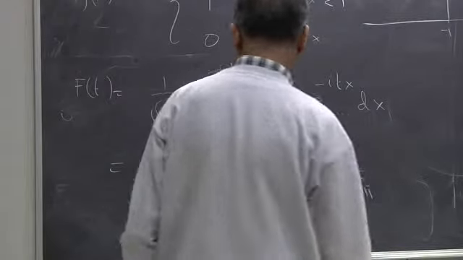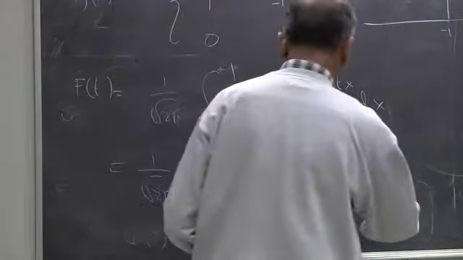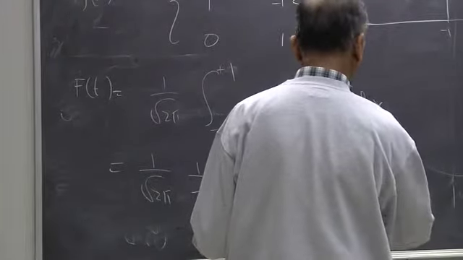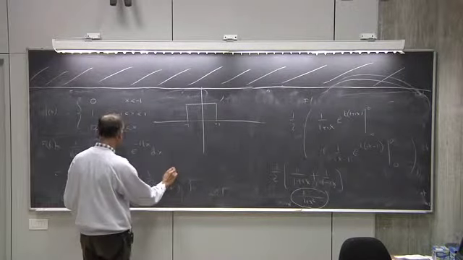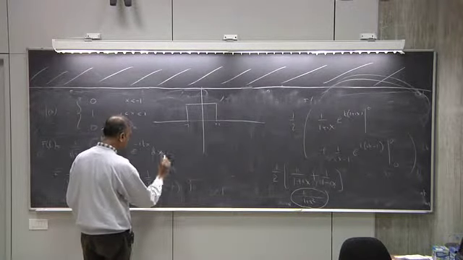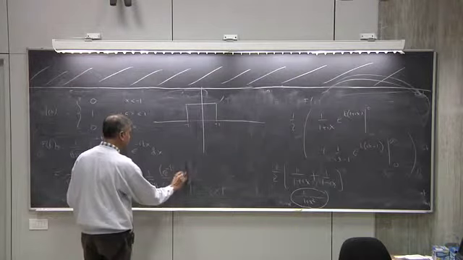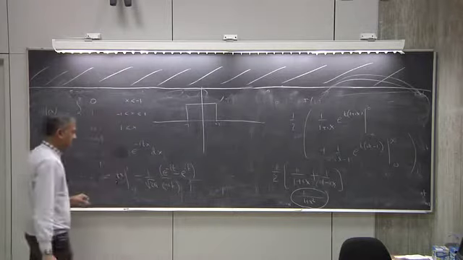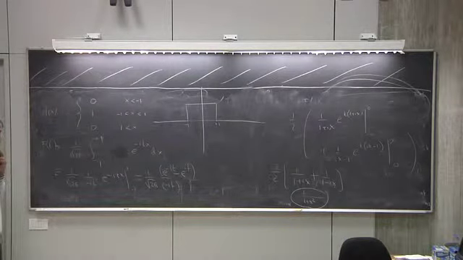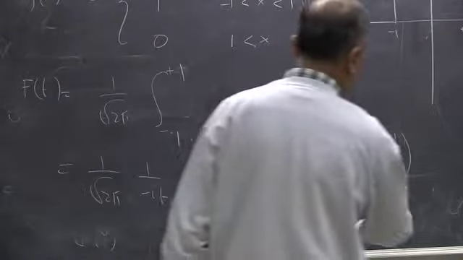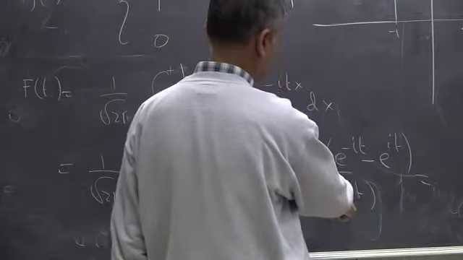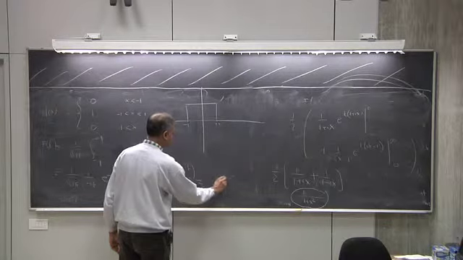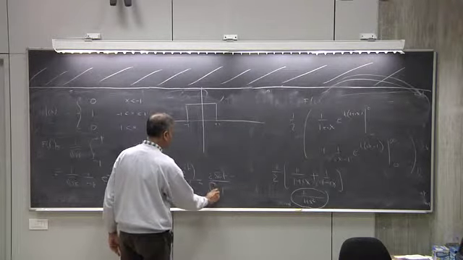So there is a 1 over minus i t, and then this is e to the power of minus i t at x equal to 1, minus e to the power of i t at x equal to minus 1. Okay, which is just 2i minus 2i, so 2 sine t over root 2 pi t.